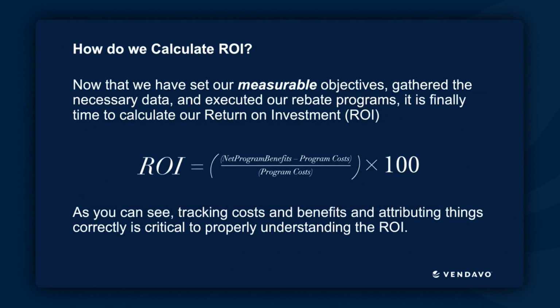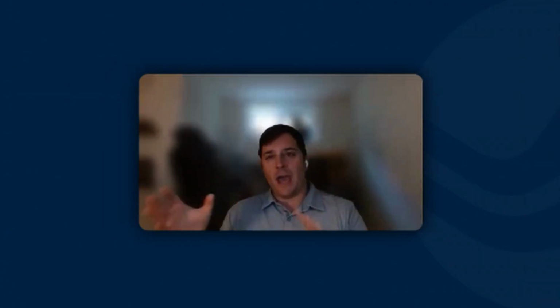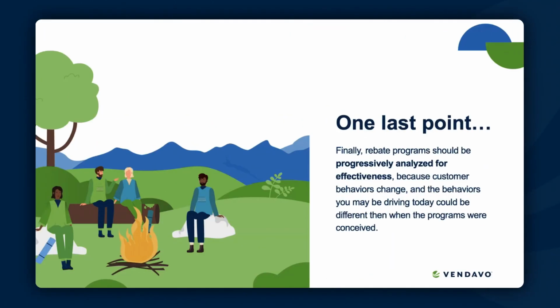That's it. But that's only assuming you have all of the data necessary to arrive at something somewhat accurate, as well as setting the KPIs of what you're going to measure against. That's why tracking your costs and attributing revenue and margin properly are so critical to calculating your ROI. But that brings us to one last point. Just because your program is designed to drive a customer behavior today does not mean it will be doing the same thing in the future.